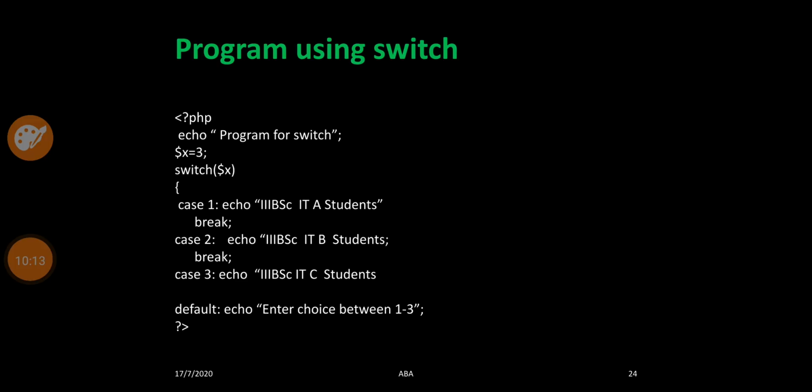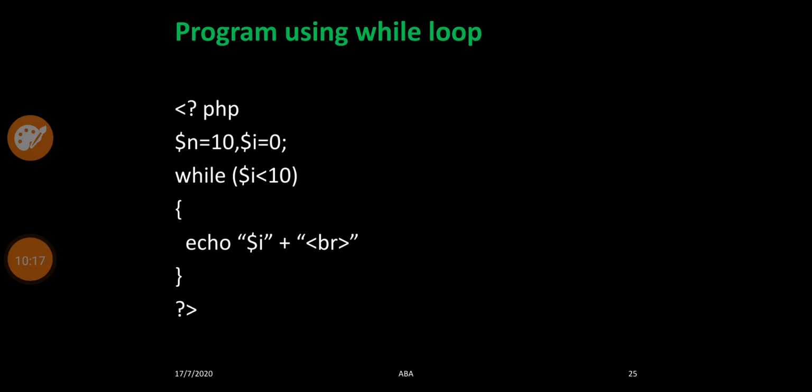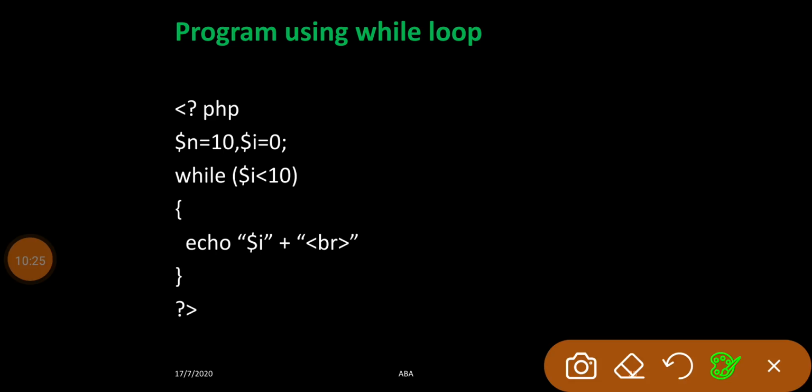Program using switch, it is similar to your C and C++. Observe the program carefully. Then program using while loop, it is also similar to your C++. The difference is that instead of the printf statement, you should use the echo statement. Echo is the print statement. So echo $i will print the value of i.